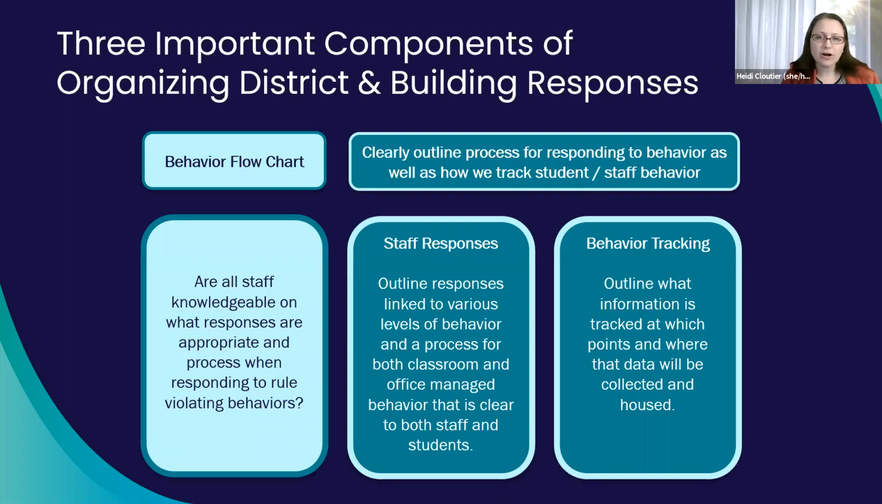The behavior flow chart helps ensure that all staff are knowledgeable on what responses are appropriate and what the process should look like when responding to rule violating behaviors. This flow chart outlines responses linked to various levels of behavior and a process for both classroom and office managed behavior that's clear to staff and students. Having a clearly outlined process for responding to behavior helps clear up any confusion and fosters more consistency of staff in responding to rule violations. Make sure to get feedback from stakeholders again before implementing. Let's take a look at some examples.